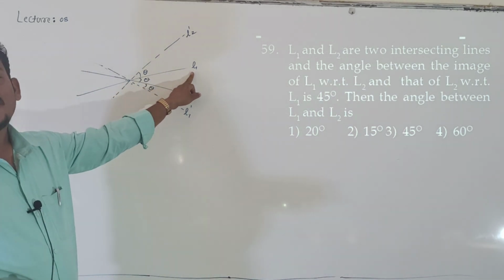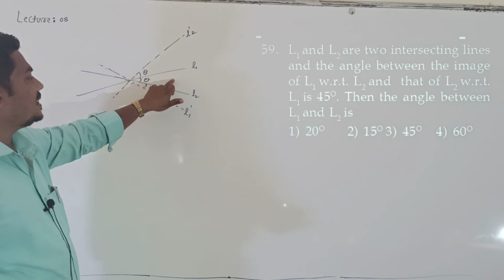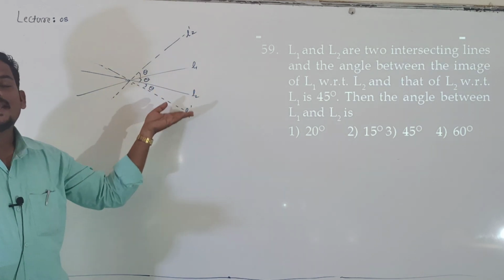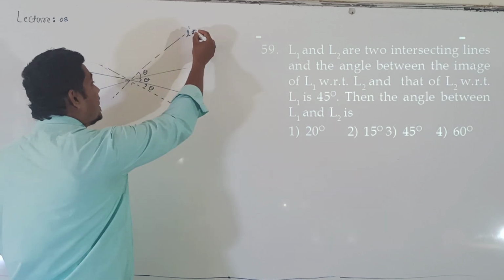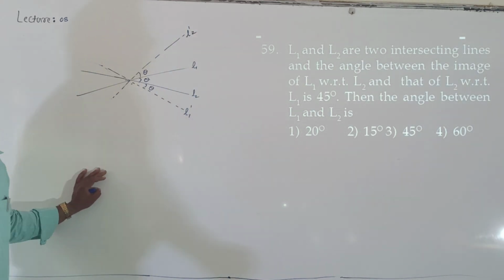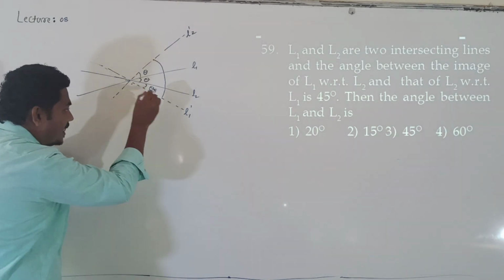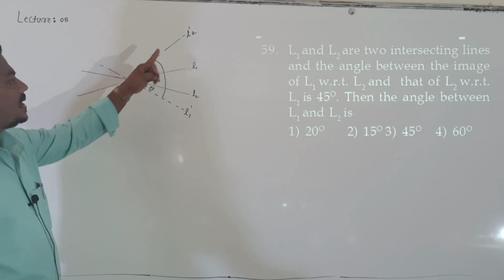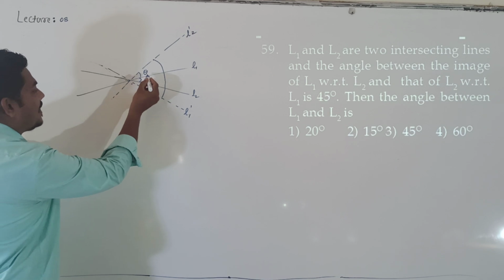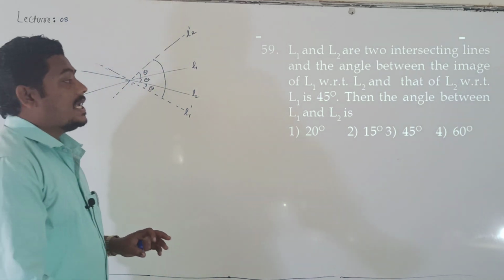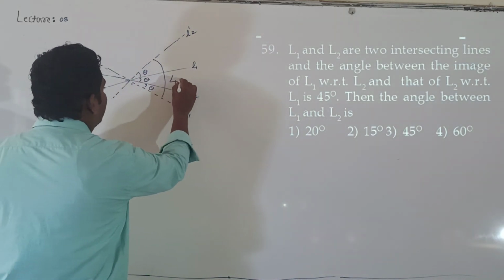Angle made by the line with its image: if the angle between L1 and L2 is theta, then the angle between their images is also theta. What have they given? The angle between L2 prime and L1 prime, the angle between their images, this total angle, they have given. Angle between their images is 45 degrees, meaning theta plus theta plus theta is equal to 45. This whole angle is 45 degrees, right?